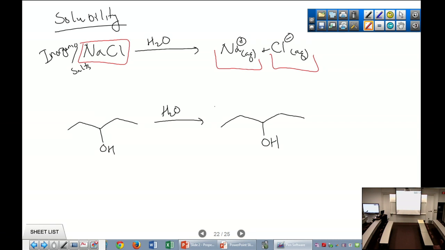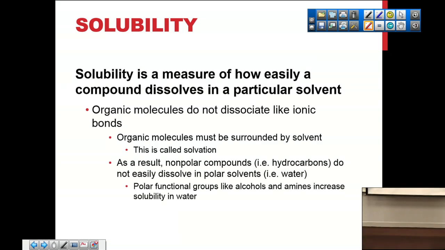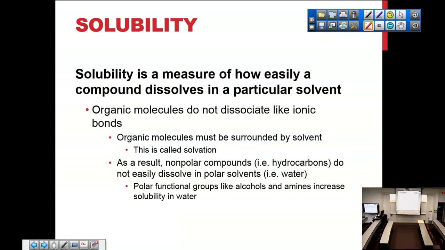Awesome sauce. Organic molecules aren't held together by ionic bonds. They're held together by covalent bonds. That means that organic molecules don't dissociate. Right? Organic molecules undergo a process called solvation. For an organic molecule to dissolve in any solvent, that organic molecule has to be surrounded by the solvent. It has to be enveloped by the solvent and just kind of move through the solution surrounded by a bunch of solvent molecules.